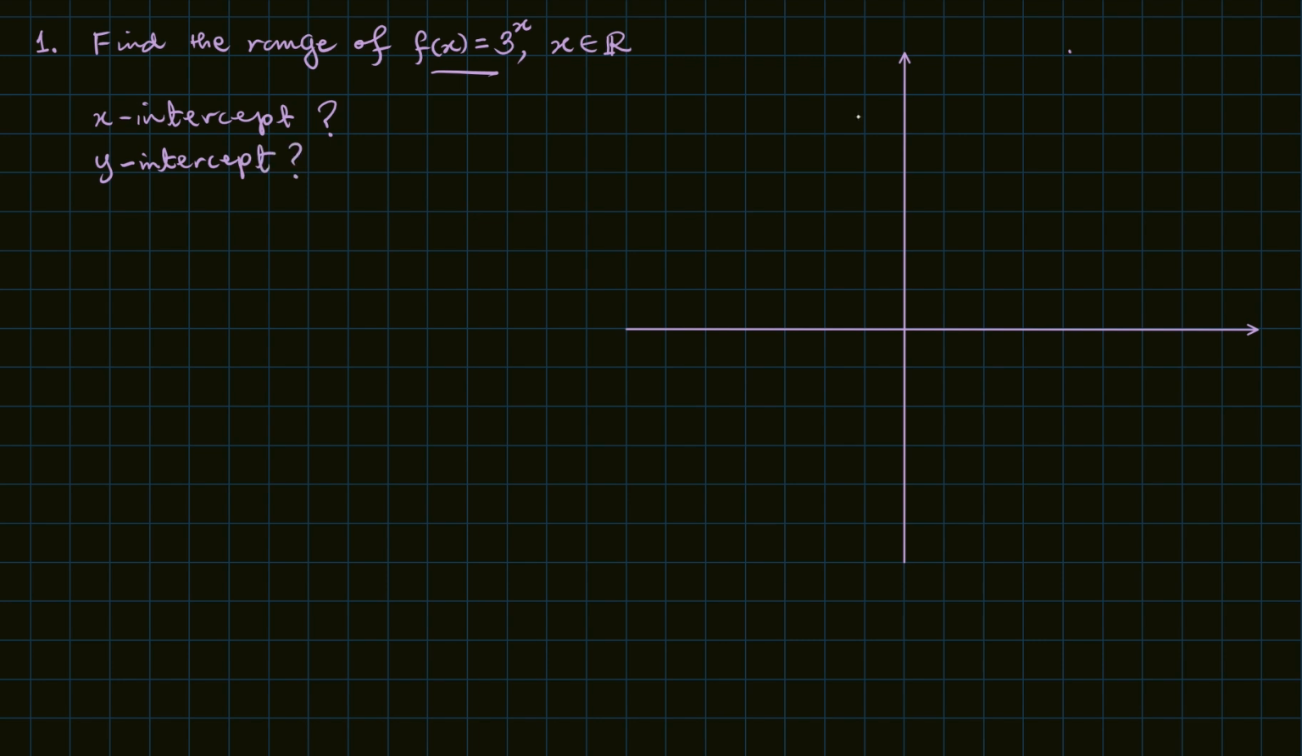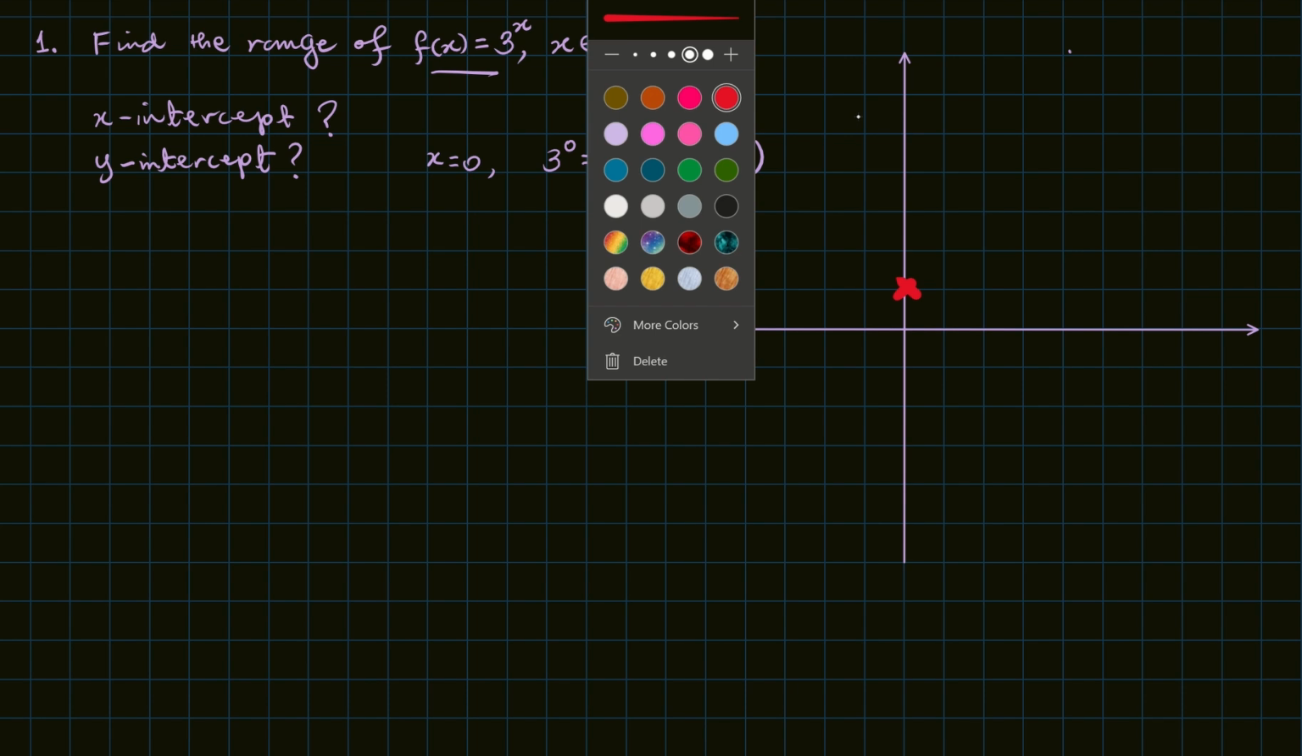So for this particular one, we know that wherever your graph cuts the y-axis, x is always 0. So for the y-intercept, we make x 0. And then we will see that 3 to the power of 0 will be equal to 1. So we are sure that the y-intercept will be at (0, 1), which we can easily go back to our graph and note immediately. So we might choose that as the y-intercept, y equals 1.